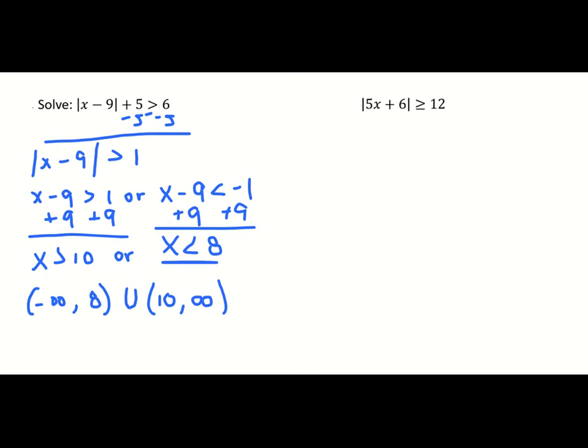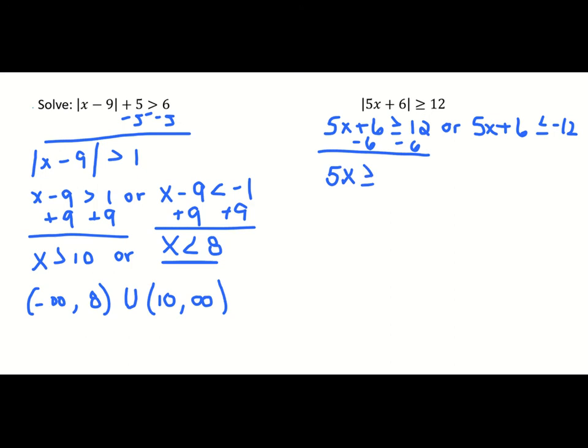Okay, let's look at this last one here. And this one is also a greater than. So when I set it up to solve it, I'm going to have two equations. I'm going to have 5x plus 6 is greater than or equal to 12, or 5x plus 6 is less than or equal to negative 12. And again, when you write that negative one, flip that sign. Then we'll solve it by subtracting 6 from both sides. So we get 5x is greater than or equal to 6, divided by 5. And we get x is greater than or equal to 6 over 5.